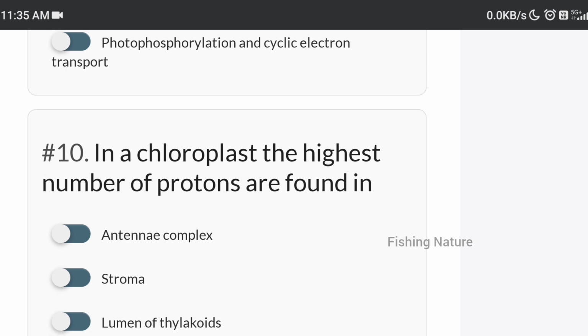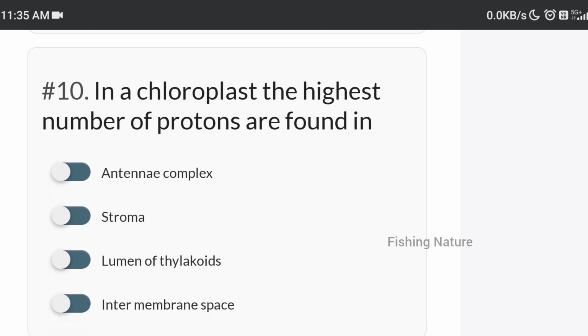Next, in a chloroplast, the highest number of protons are found in the antennae complex, or stroma, or lumen of thylakoids, or intermembrane space. Which is the correct option? Lumen of thylakoids.